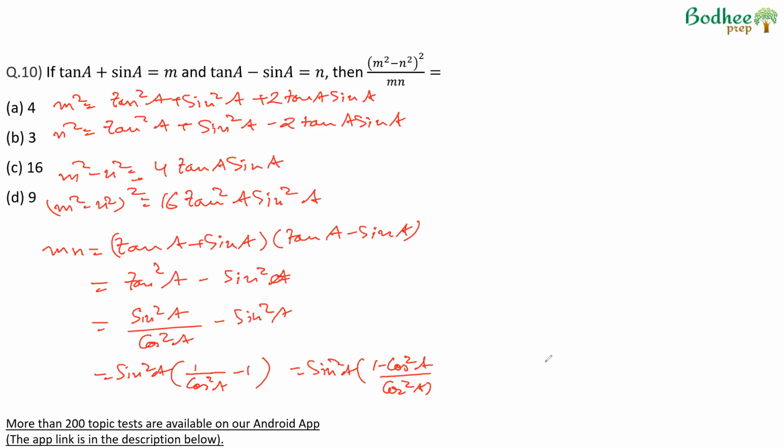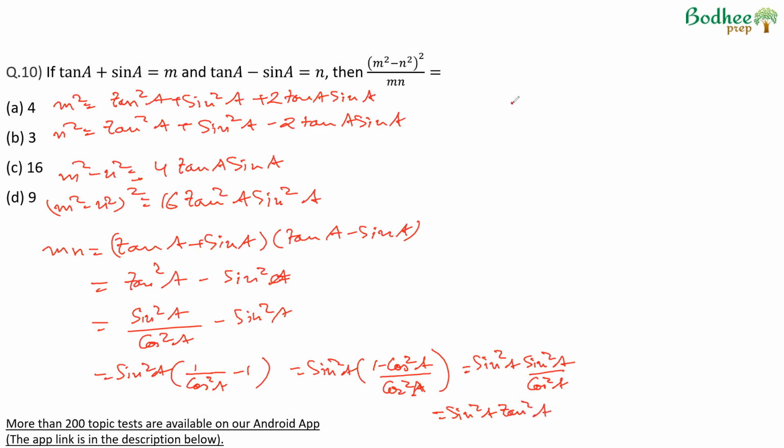which further becomes 1 minus cos square A will be sin square A. Sin square A upon cos square A would be tan square A. So from here we write 1 minus cos square A is equal to sin square A. Sin square A upon cos square A is equal to tan square A.